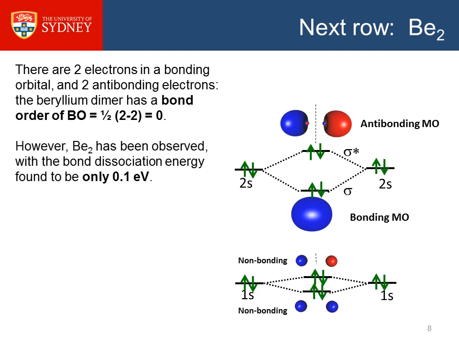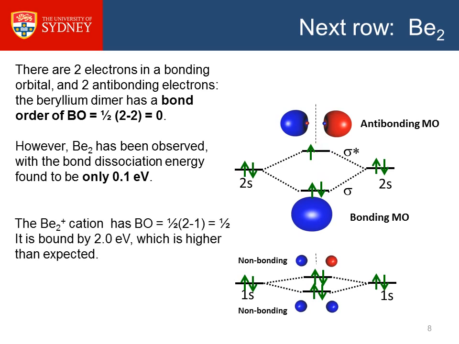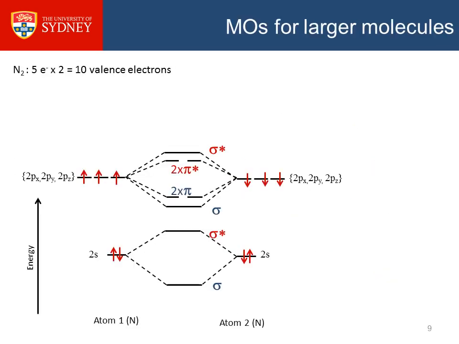In sophisticated experiments in the lab, beryllium-2 has been synthesized, but its bond dissociation energy is extremely low, meaning this molecule is very unstable. On the other hand, if we subtract 1 electron and form the cation beryllium-2 plus, we get a bond order of 1/2, which makes for a much more stable molecule with a dissociation energy of 2 electron volts. Finally, if we look at molecular orbitals for larger molecules, the same rules apply.